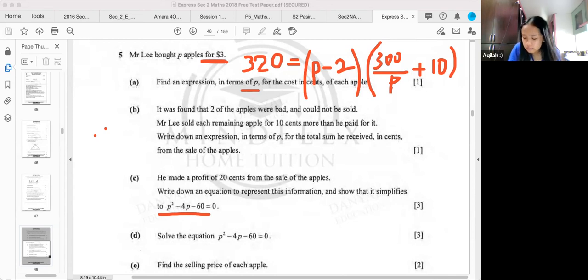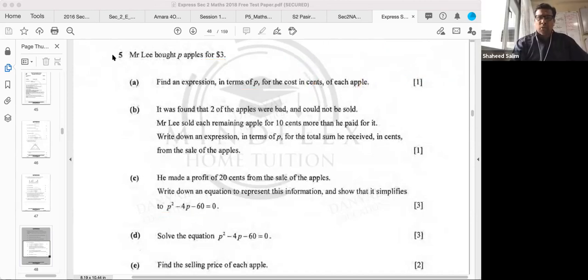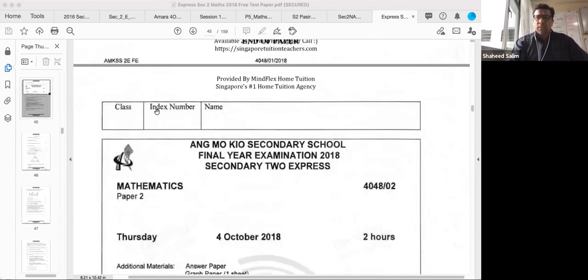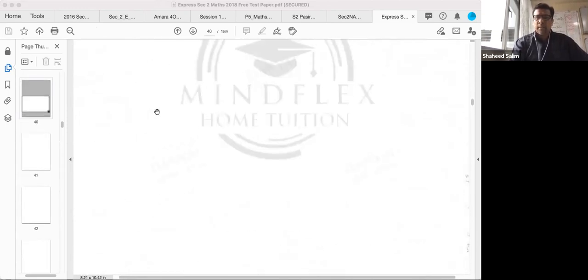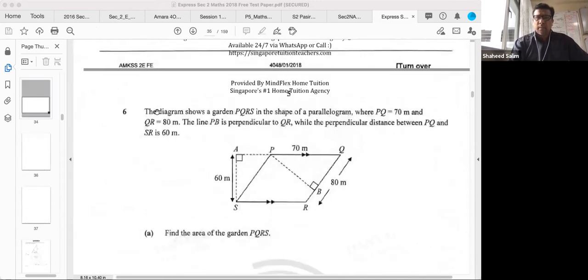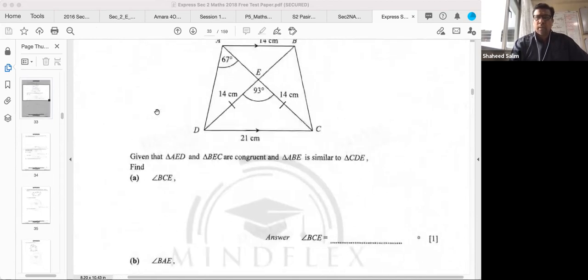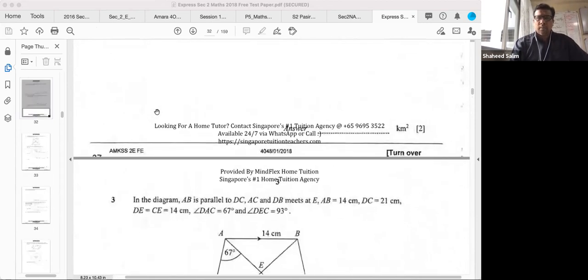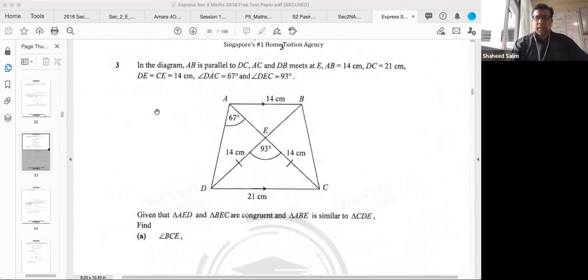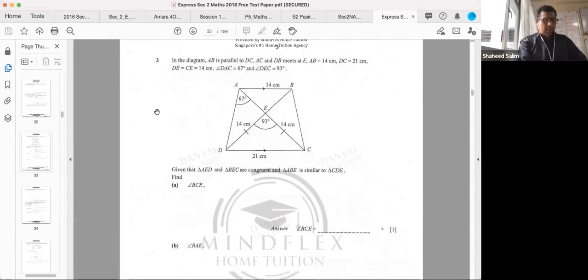So I'm gonna see. That one you can check. This is under Ang Mo Kio Secondary School. So let us see. We start from here. Just very quickly, you can just tell me straight if you know what the answers are. Hold on, let me just check.